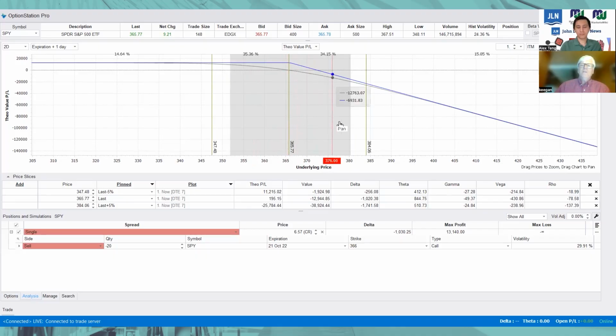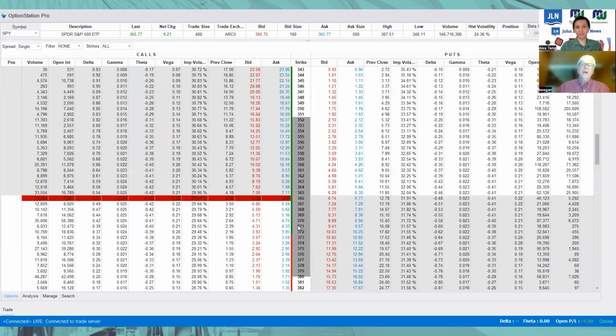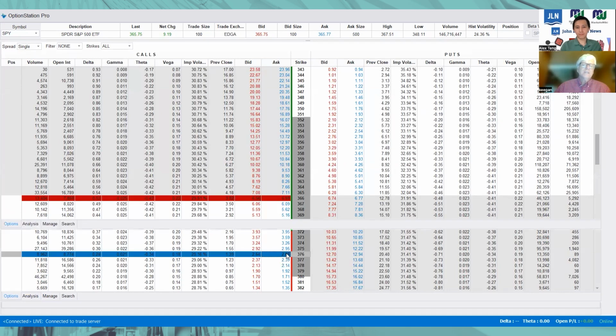However, there's a tremendous amount of risk, particularly in this marketplace where we've had huge moves. Today was a massive move up. There have been massive moves down. So you're looking to buy a little insurance too. In this case, we could go $10 strike price out: sell the 366 and buy the 376.